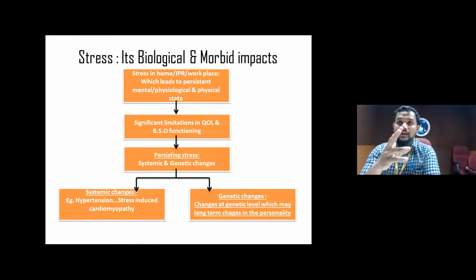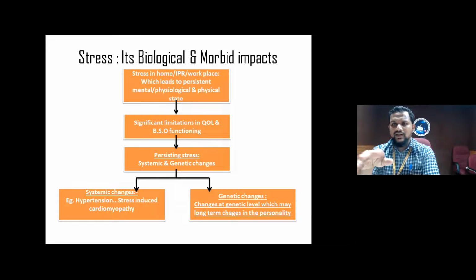And understand, stress-induced cardiomyopathy is not an easy thing. It may lead to sudden cardiovascular failure also. So this is one of the very important impacts of persisting stress in life. When you spot this kind of people, instead of analyzing only the stress-related features, you have to rule out any common or severe mental disorders.